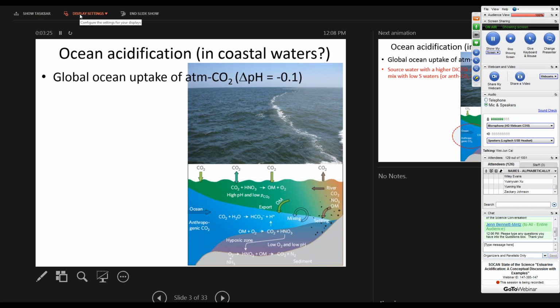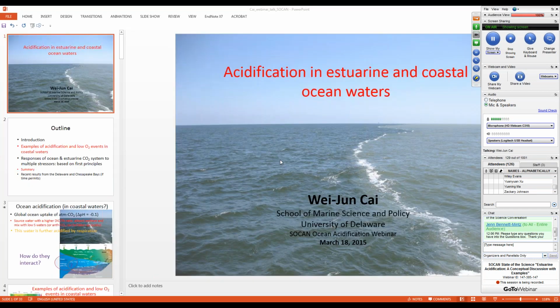I think you are seeing two screens. Let me just duplicate the slideshow this way.